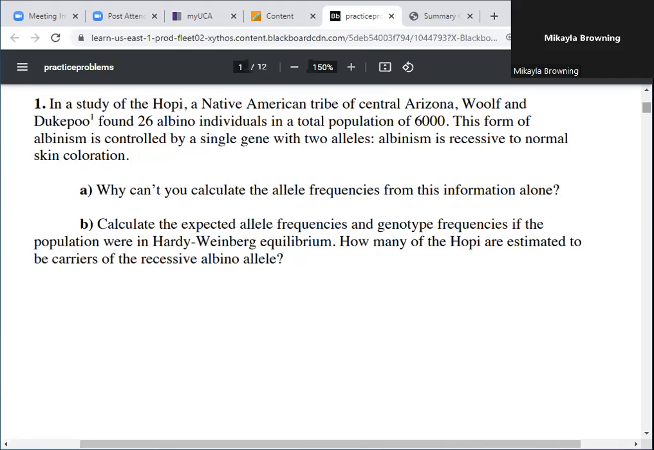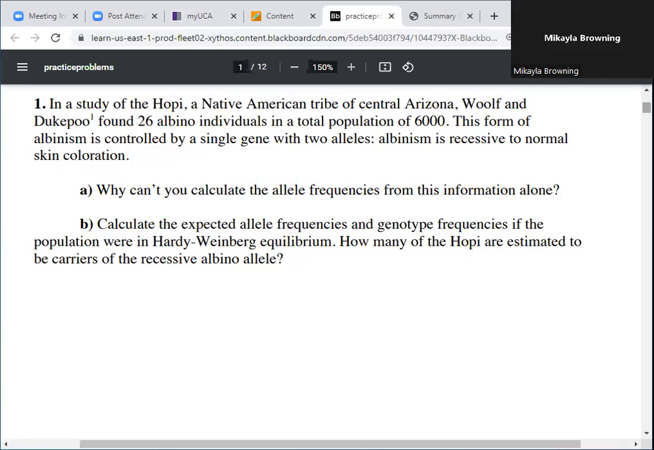There is, let me see, mutation. Again, we can often leave that out because by itself, mutation usually does not push a population out of Hardy-Weinberg. That leaves natural selection and random mating. And it's possible that either one of these could play a role because this is a study of the incidence of albinism among the Hopi.